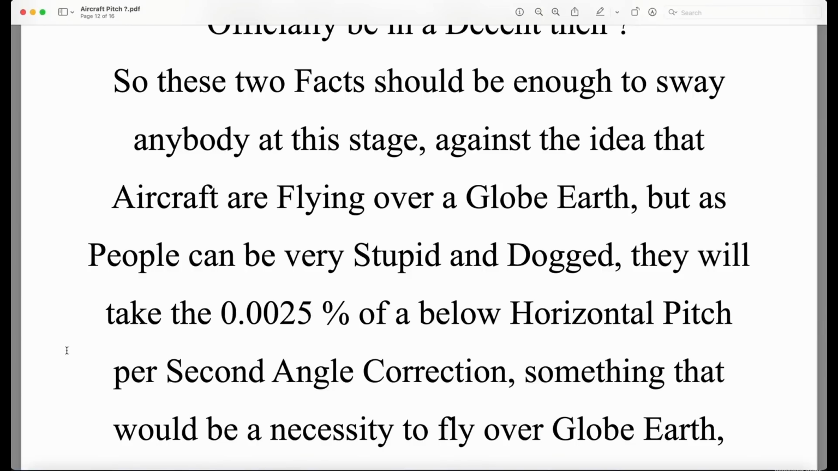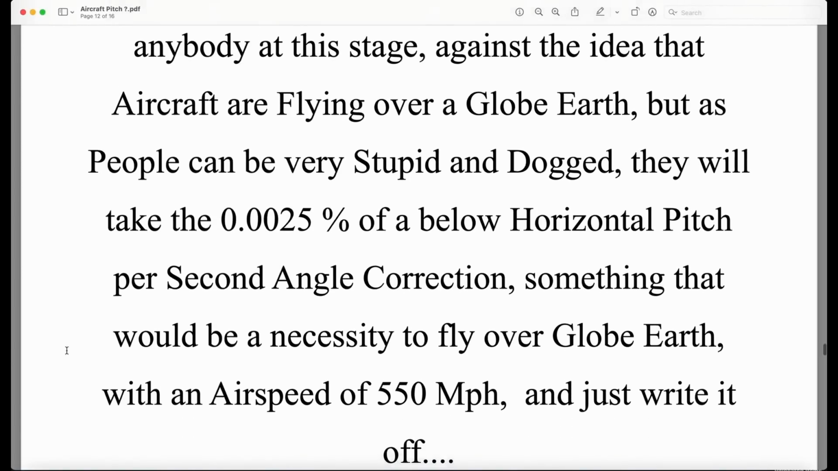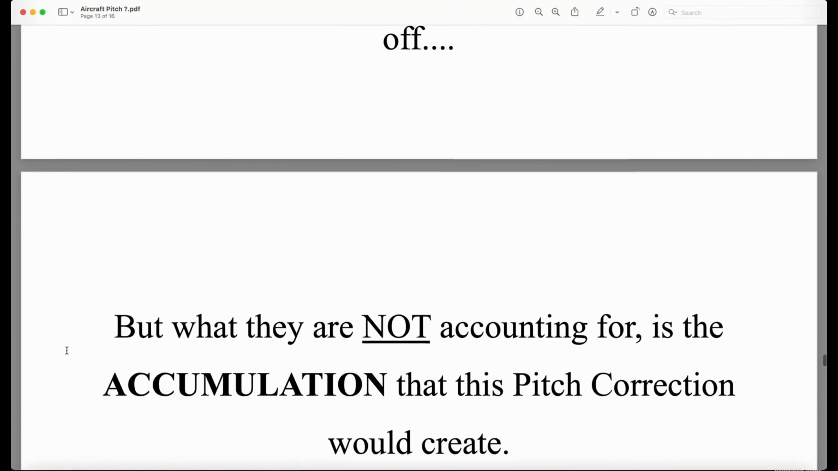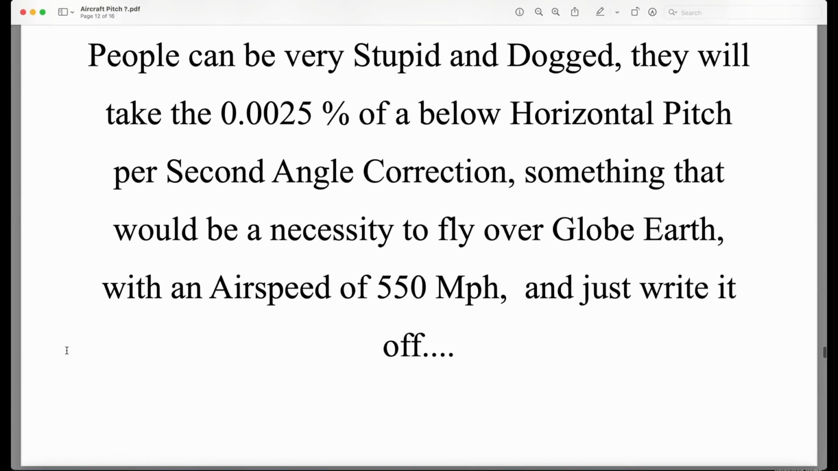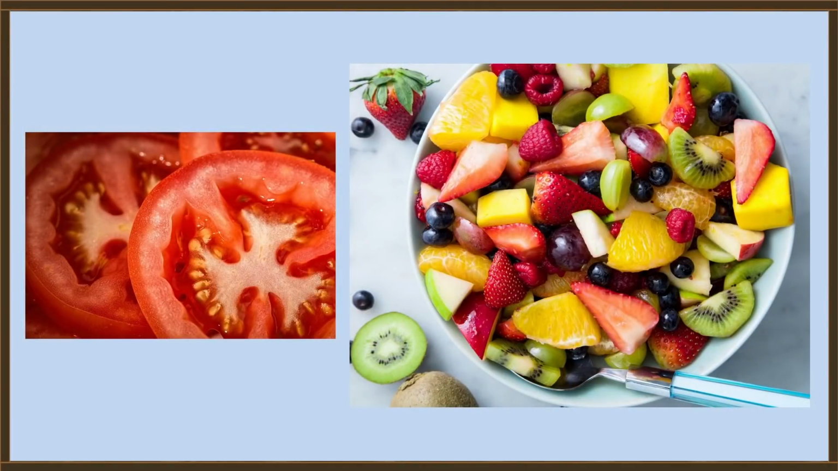But as people can be very stubborn and dogged, they will take the minus 0.0025% of a below horizontal pitch per second angle correction, something that will be a necessity to fly over a globe earth with an airspeed of 550 miles per hour, and just write it off. Right? Because people don't want to live in reality. So they go, we'll just write that off. That's not why we'll write it off, Brian. We'll write it off because it's like putting tomatoes in a fruit salad. It's just wrong. By the way, it's not percent of a degree, it's just degrees.